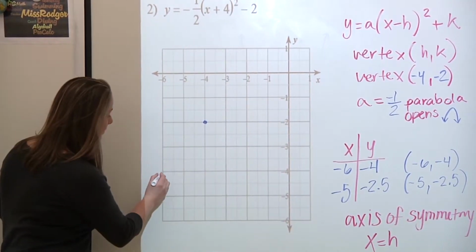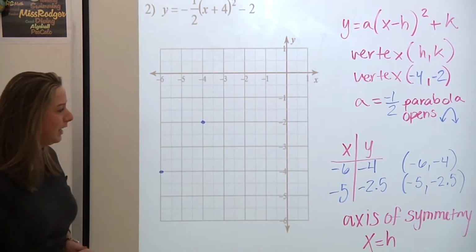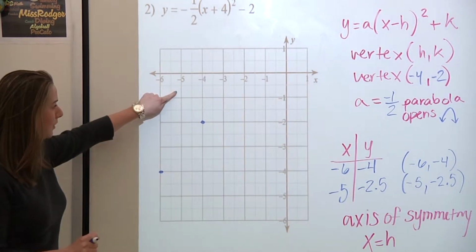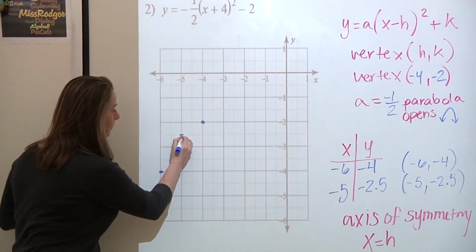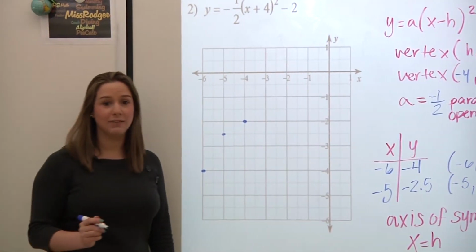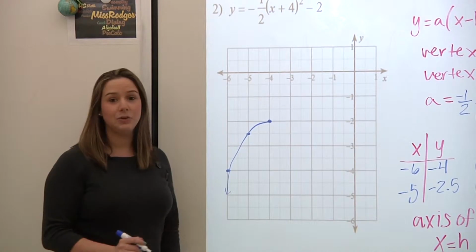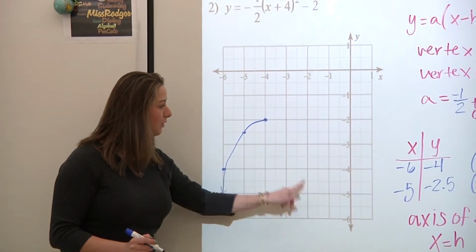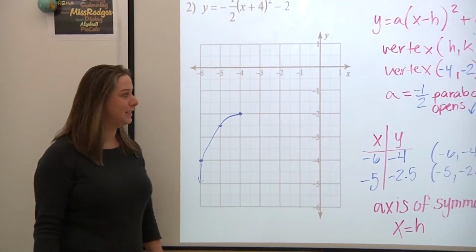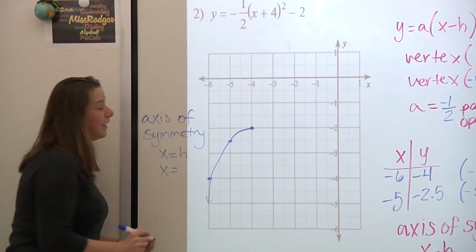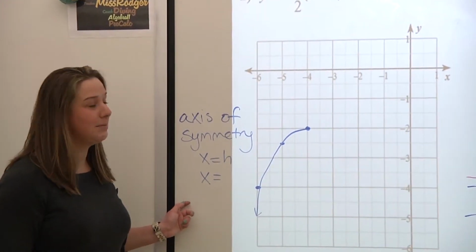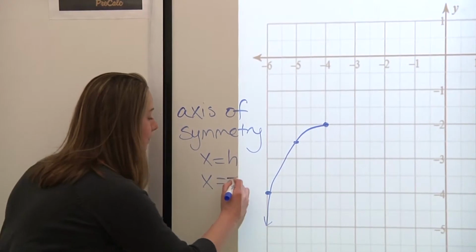-6, -4, and -5, 2.5. So again, I have one leg of my parabola. And to get the other leg of my parabola, which it's symmetric about, I find the axis of symmetry. Here, the axis of symmetry is going to be x equals -4.